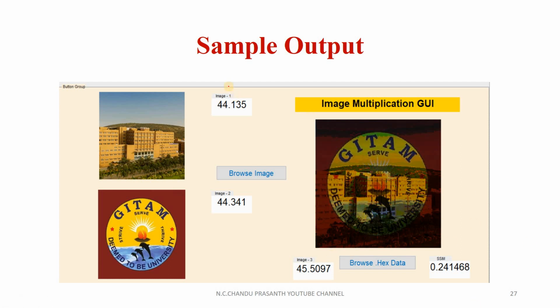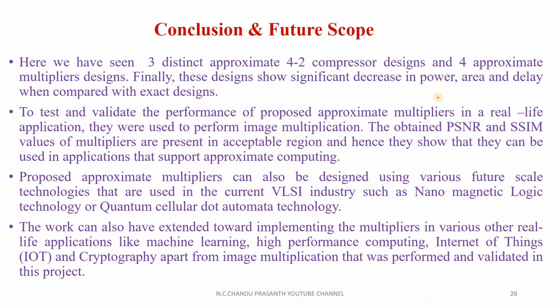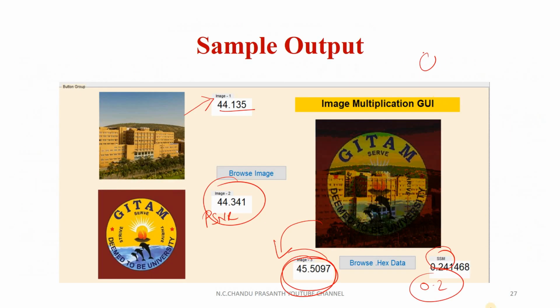So this is the PSNR value for the first image, that is the test image we initially took, 44.13. And this is the PSNR value for the second image. After multiplication, for this image the PSNR value is 45.50 and the SSIM value is 0.2. Initially I said the SSIM value always lies between 0 and 1. So here we are getting an SSIM value of 0.2.